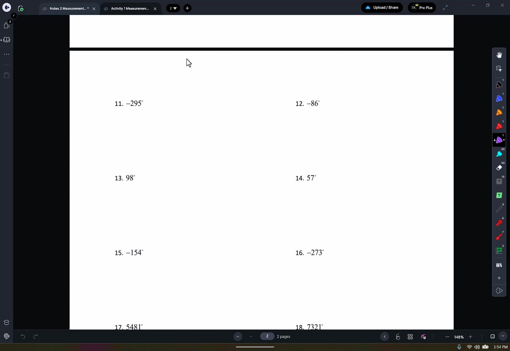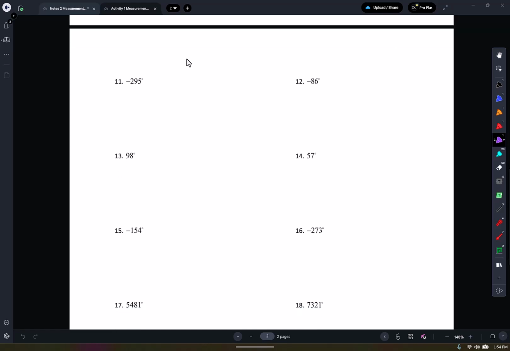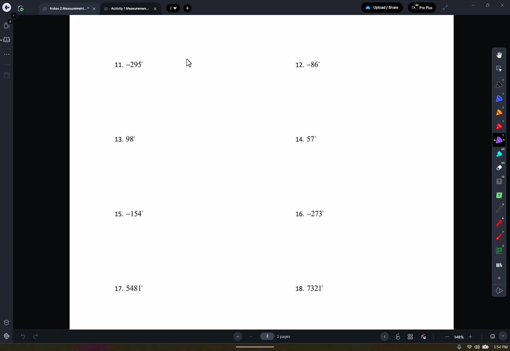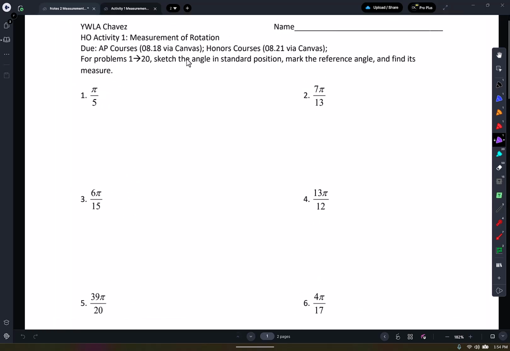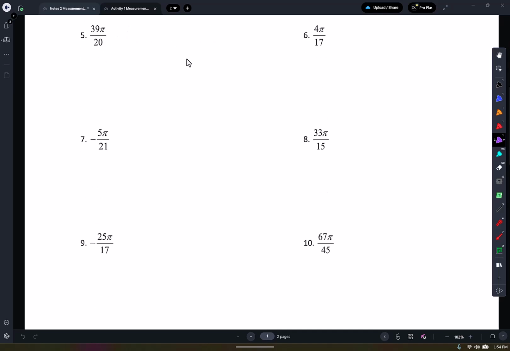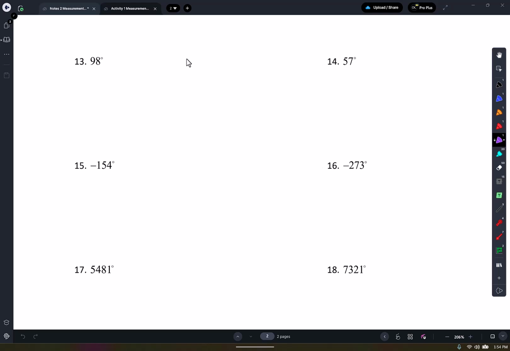11 through, we're going to do degrees first because that's what you guys are comfortable with. 11 through 16. Pick one of those. Any one. 15. Okay. So 15. It says here, what are the directions? Sketch the angle in center position, mark the reference angle, and find its measure. Okay, don't worry, we're almost done. So 15, that says negative 154 degrees.